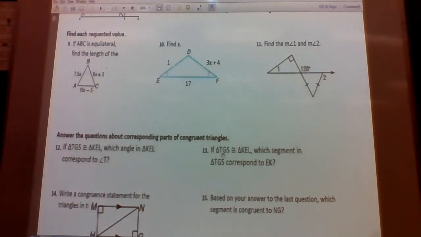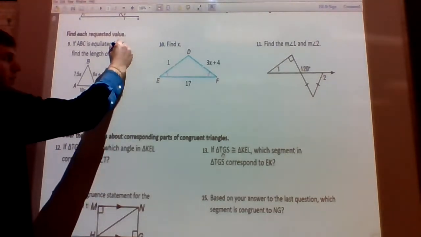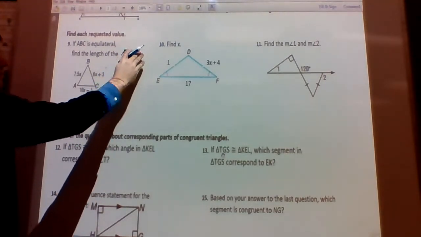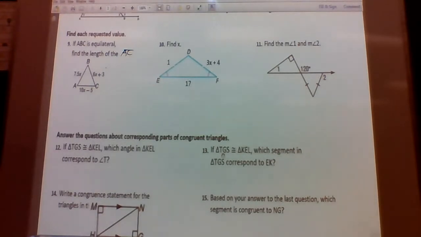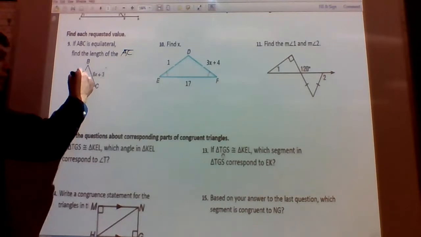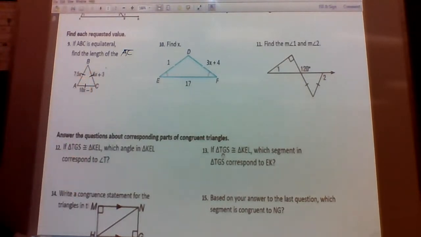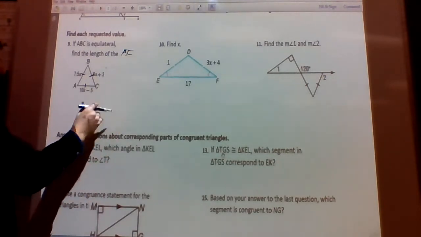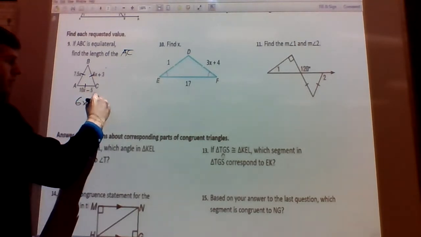Find each requested value. So ABC is equilateral. It's kind of cut off, but find the length of, let's say, AC. So we have an equilateral triangle. An equilateral triangle, as we mentioned in the first part, is a triangle where all the sides are the same length. So AB is congruent to BC, which is congruent to AC. Since all the sides are the same length, we can just pick two sides and set them equal to each other. So 6x plus 3 equals 10x minus 5.